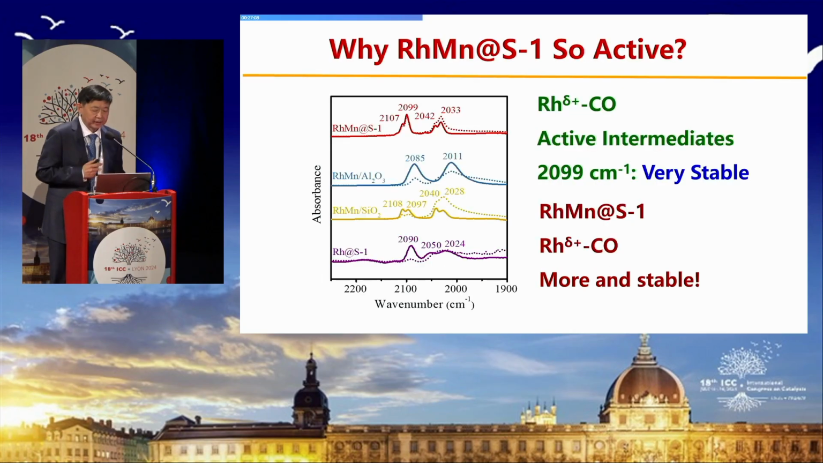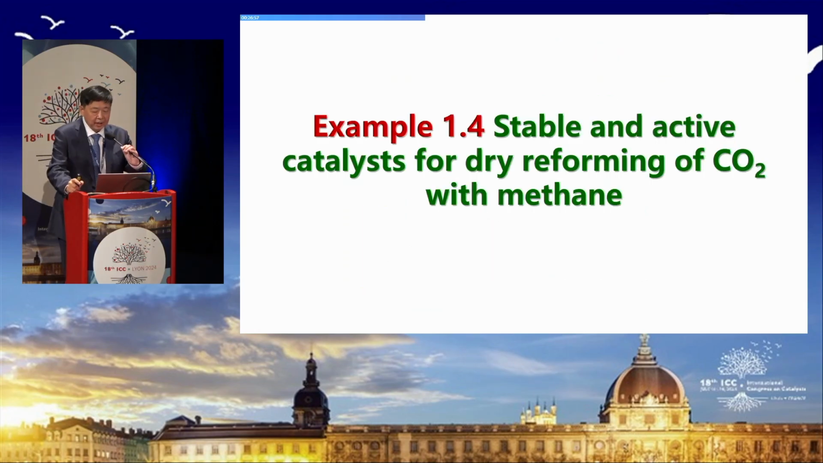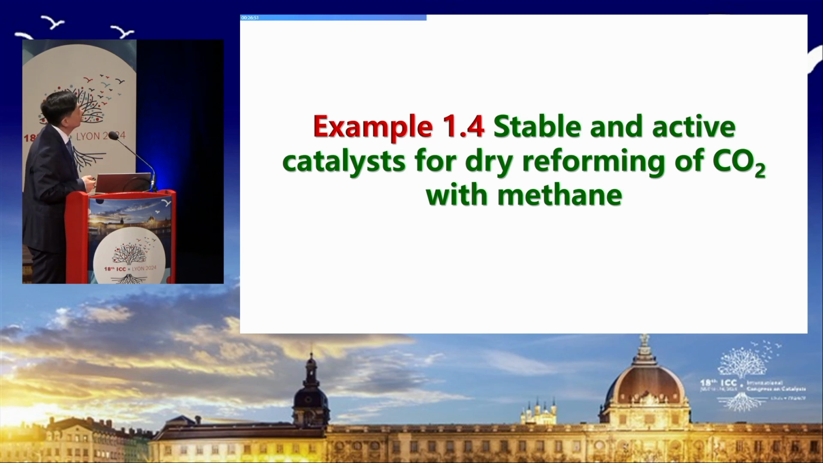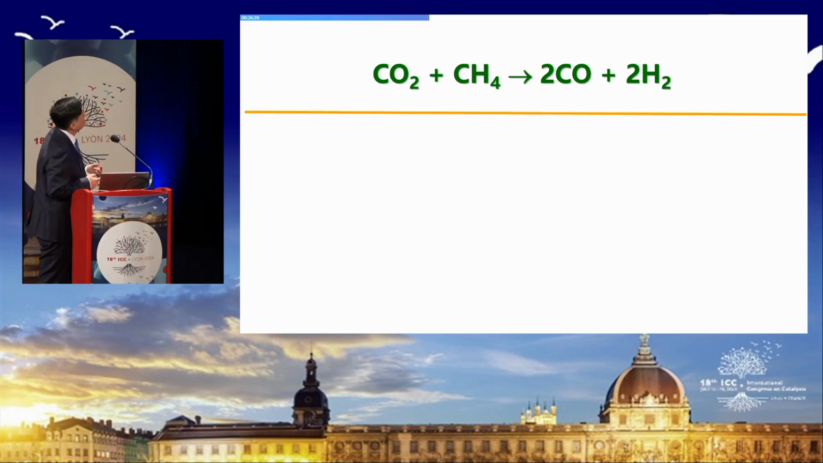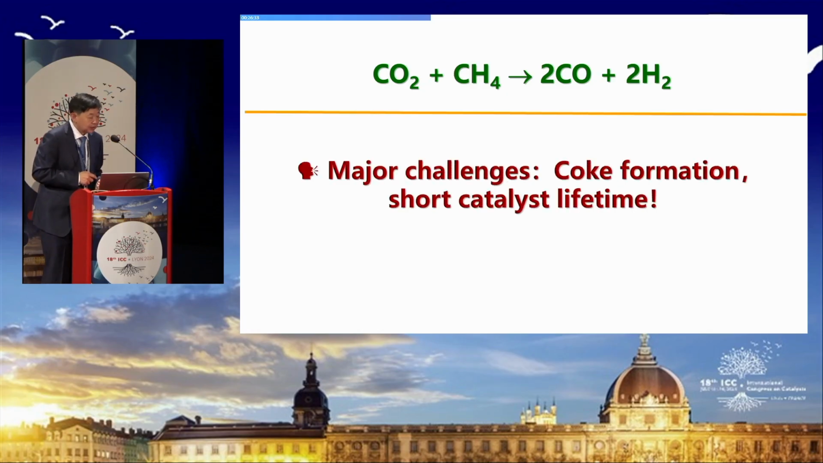But why is this so active? We found the intermediate species very stable, with almost no change before and after. For number 4, I show you a stable and active catalyst for dry reforming of CO2 with methane. This reaction is very important right now, especially for reducing carbon dioxide. For this reaction, usually it's 1 CO2 with 1 methane to CO. The major challenges are coke formation and short catalytic lifetime.